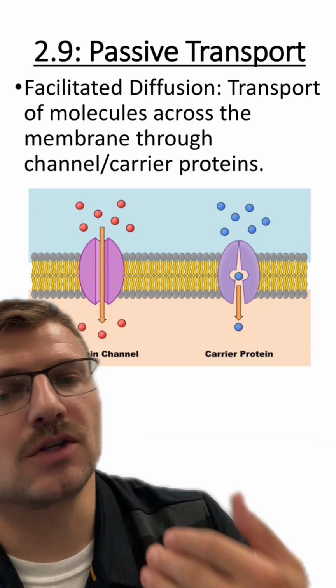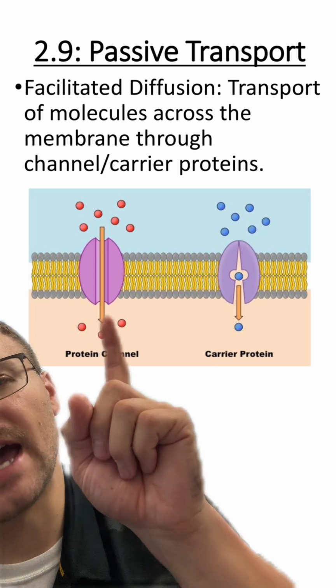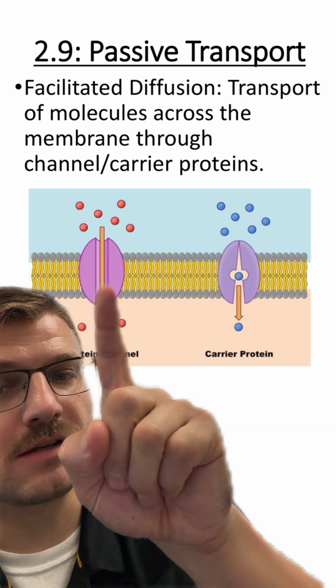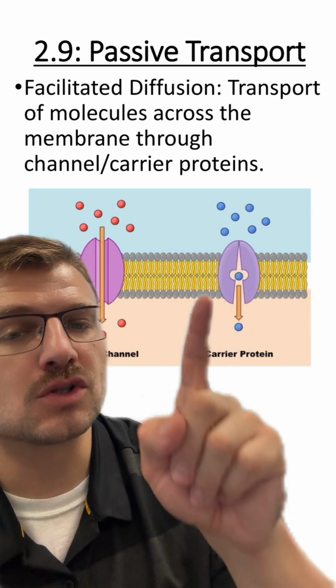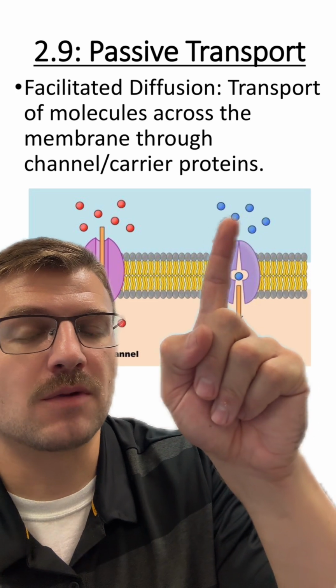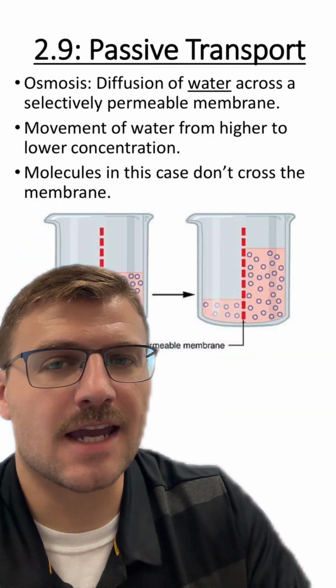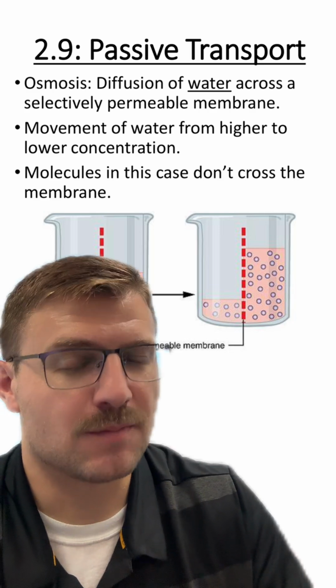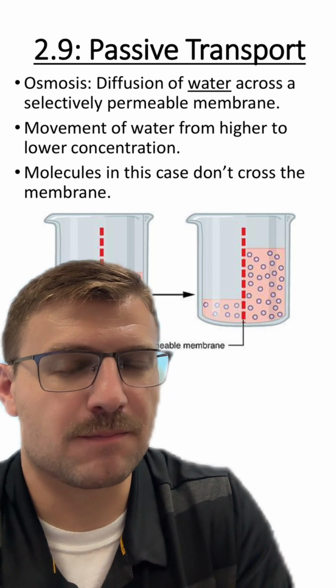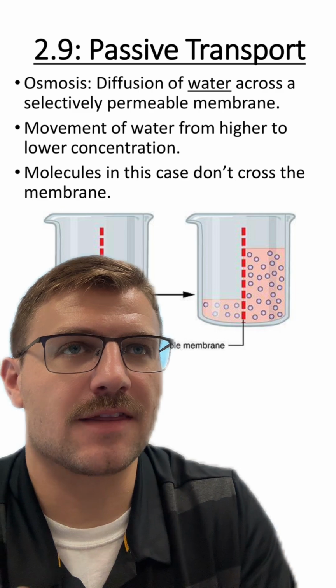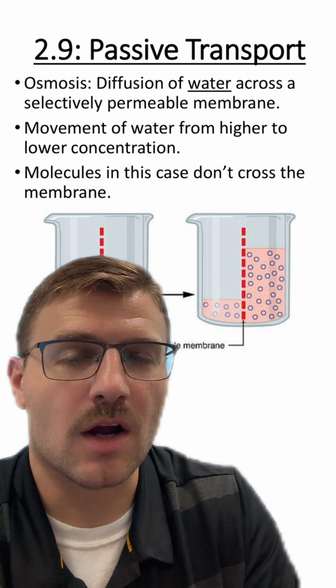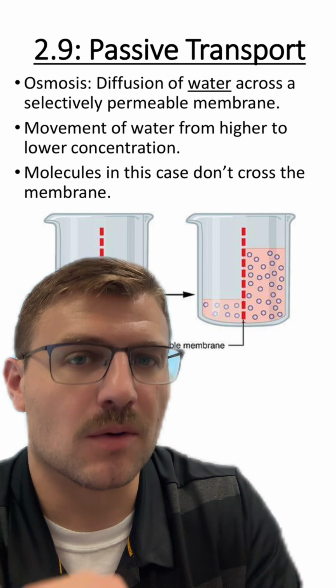Channel proteins usually allow the molecules to pass without changing the structure of the protein, while carrier proteins usually change the structure in order to move the molecules, again from areas of high to low concentration. Our last type of passive transport is known as osmosis. This one's a bit different because it's specifically looking at the movement of water across a selectively permeable membrane.